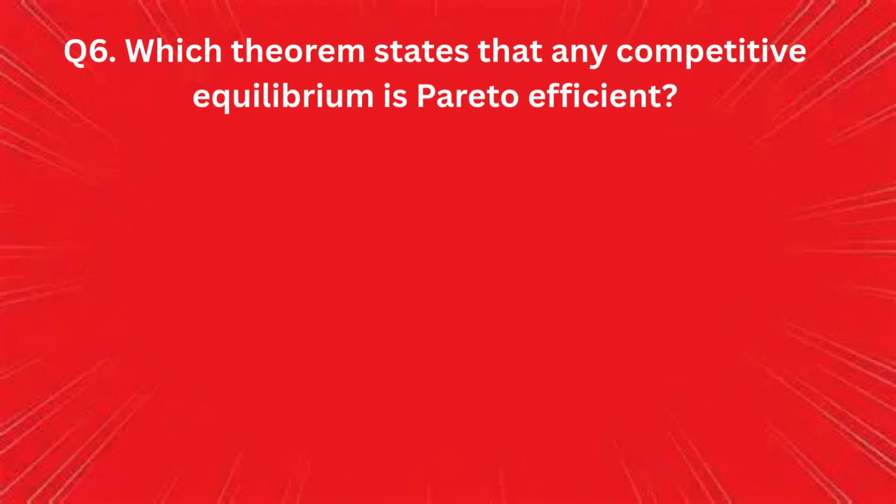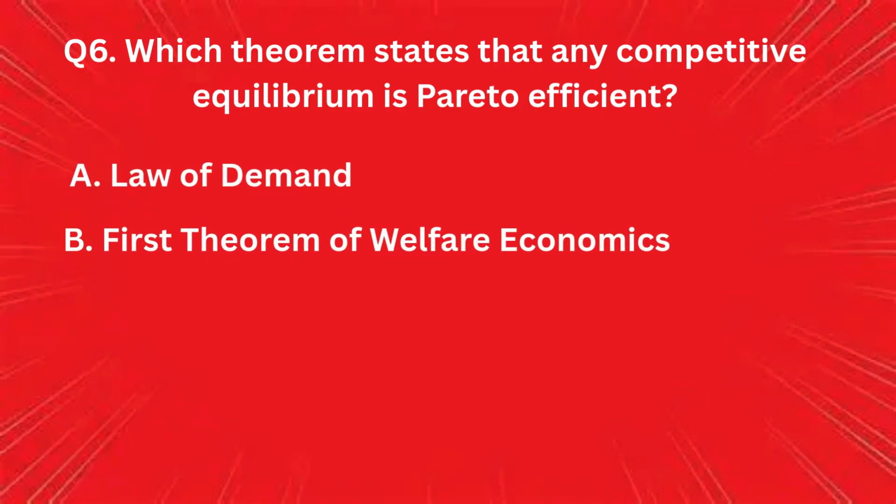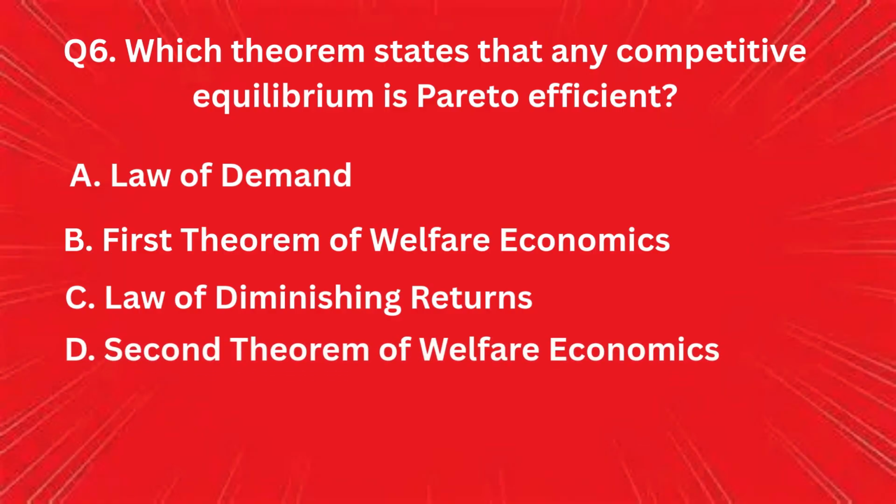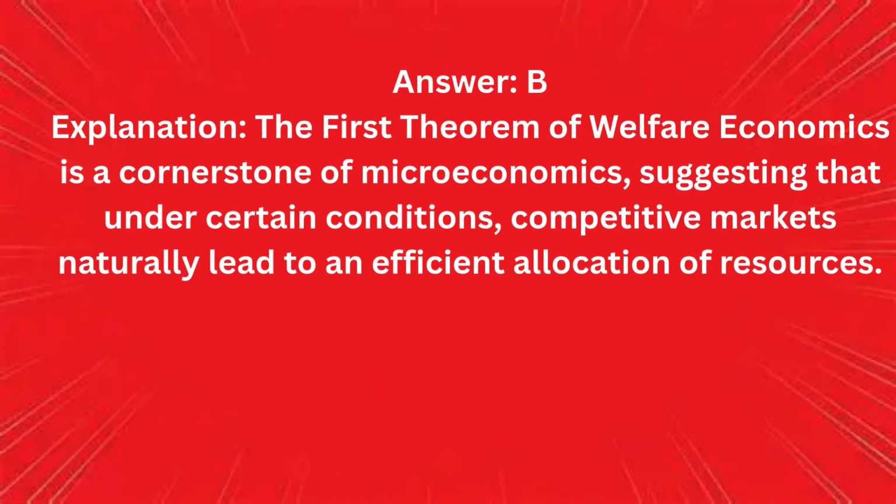6. Which theorem states that any competitive equilibrium is Pareto efficient? A. Law of demand. B. First theorem of welfare economics. C. Law of diminishing returns. D. Second theorem of welfare economics. Answer: B. Explanation: the first theorem of welfare economics is a cornerstone of microeconomics, suggesting that under certain conditions, competitive markets naturally lead to an efficient allocation of resources.